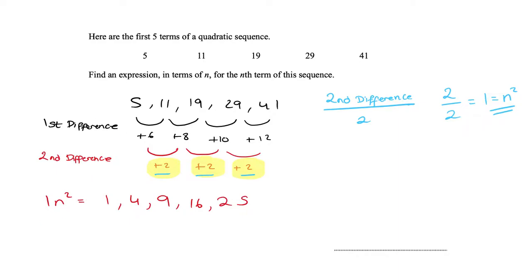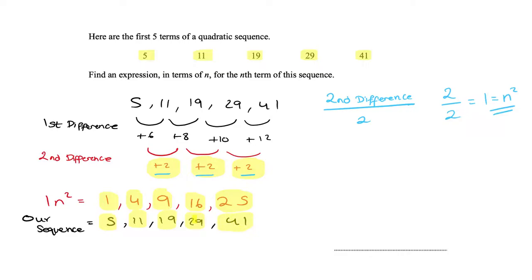Now, our sequence is over here, 5, 11, 19, 29, and 41. So let's write our sequence here. So our sequence is 5, 11, 19, 29, and 41. Now you need to see how to get from the n squared sequence to our sequence. What do you have to do each time in order to get from the n squared sequence to our sequence?